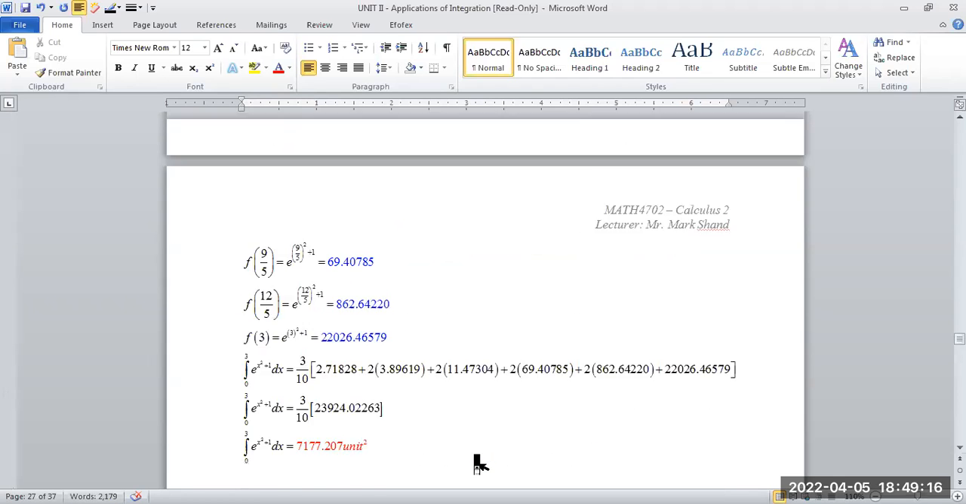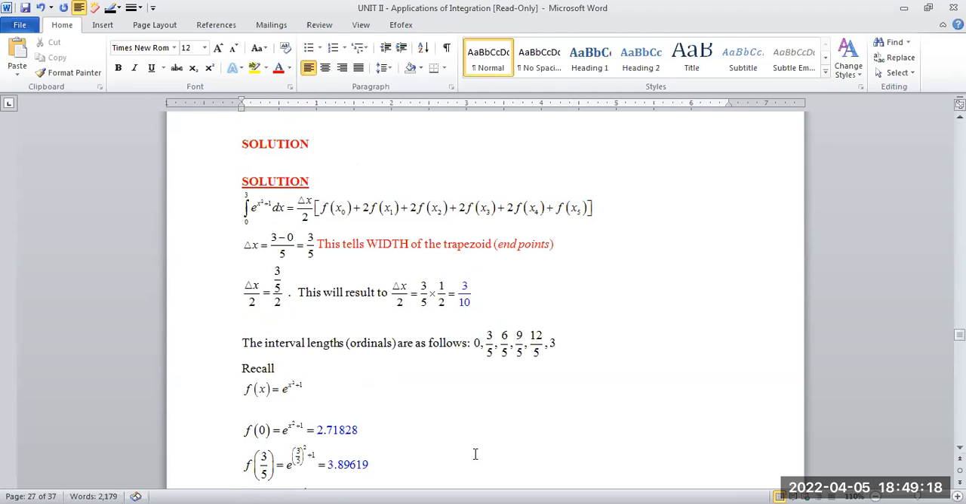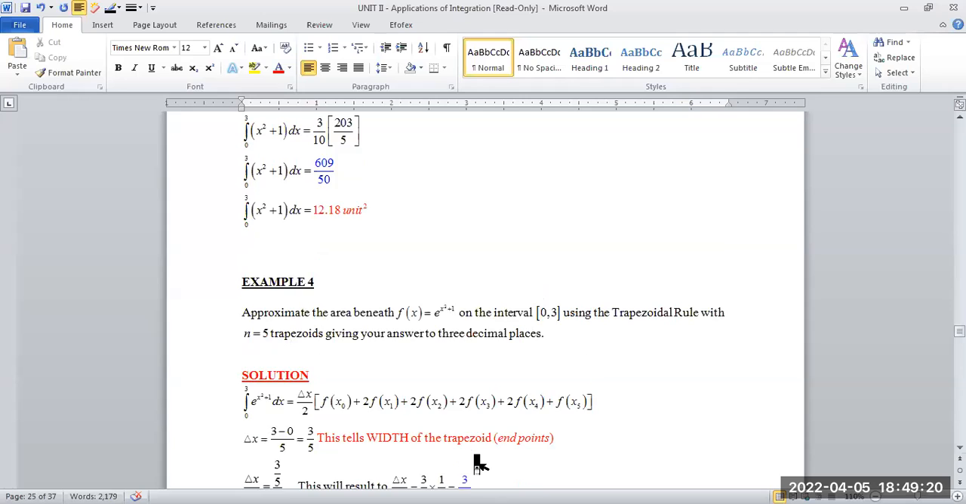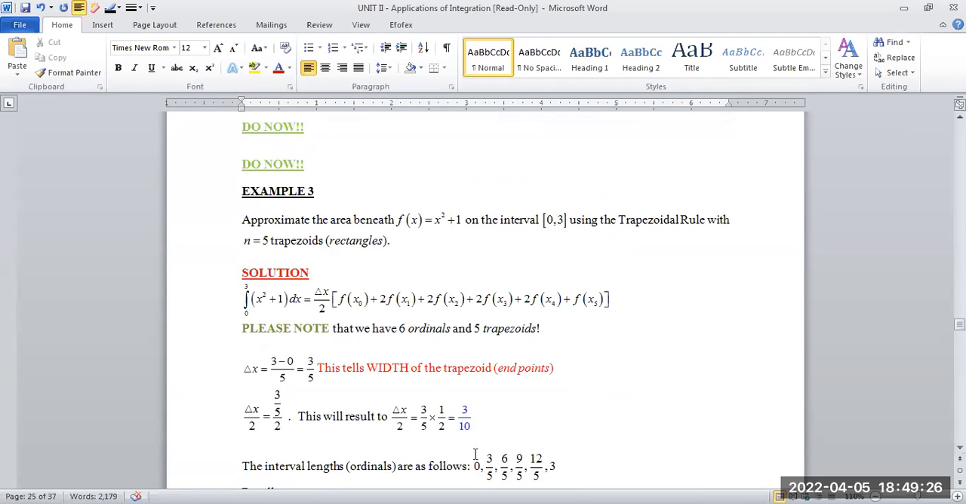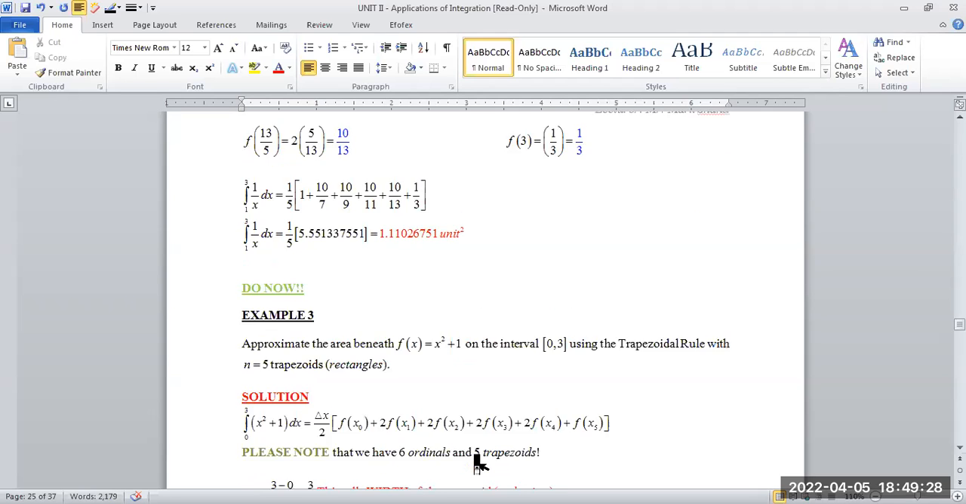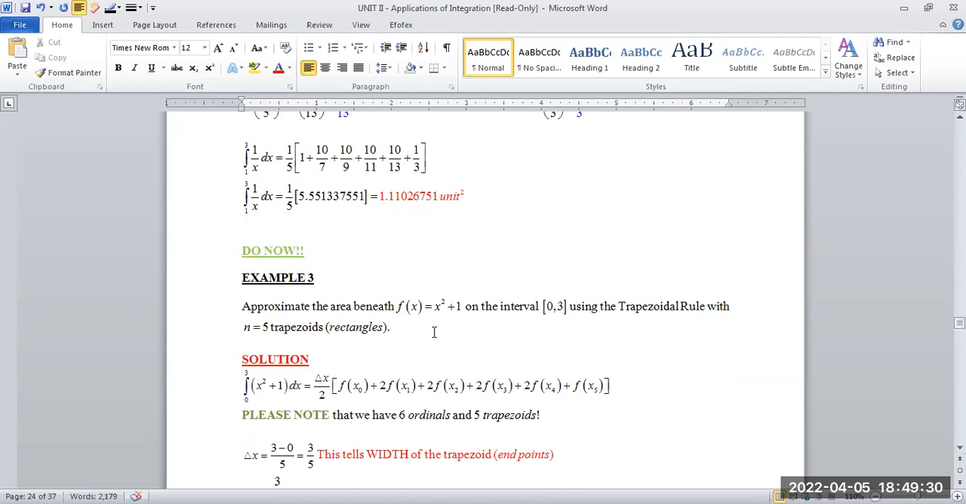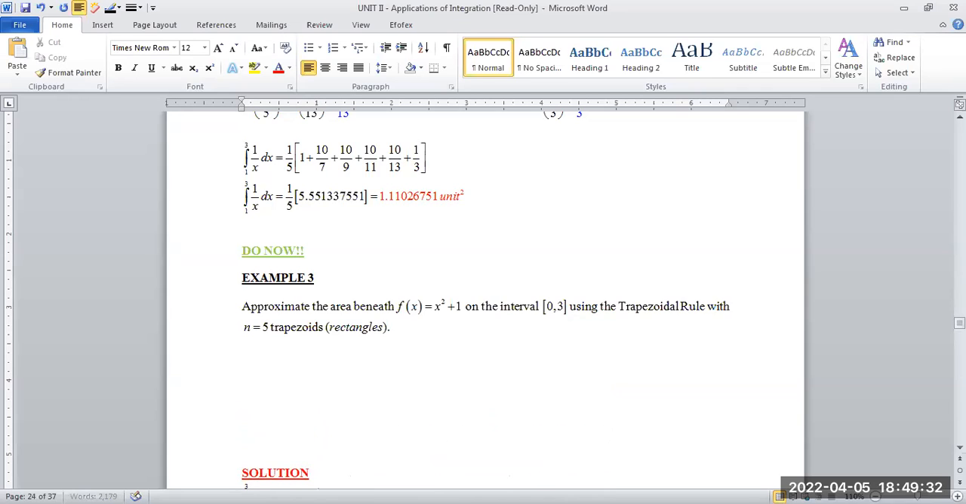I'm going to project this. We don't have much time. I have two that I wanted to give. I can send that off to you. Do that one quickly for me, please. I'm giving you 5 minutes to do that one. Approximate the area beneath y equals x squared plus 1.